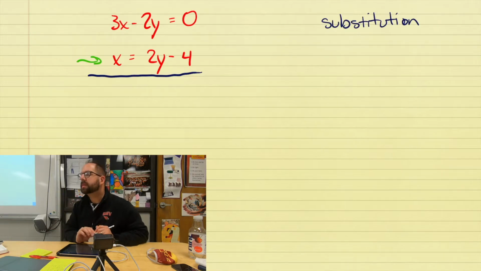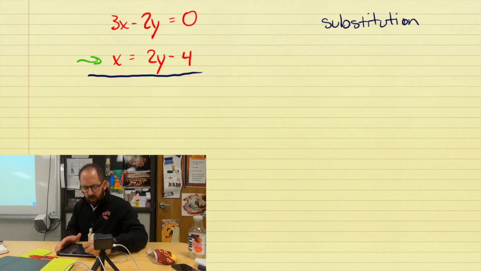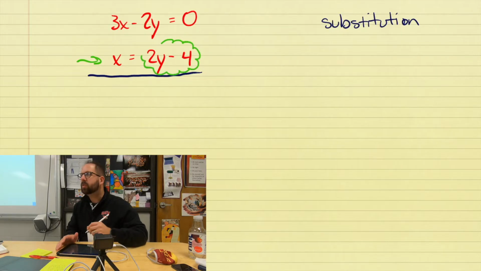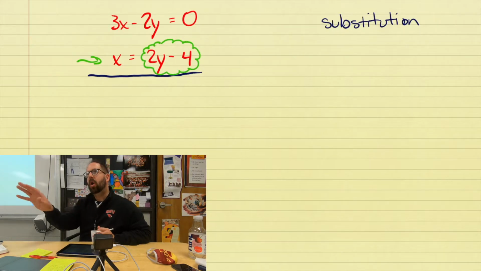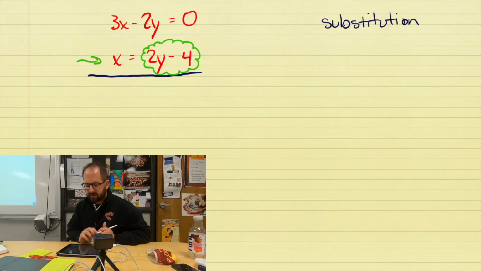That's when you should recognize it. If it's not in this format, you might need to rearrange it, and that might be maybe the third example I show you today, where we have to rearrange a little bit. But what this is saying is anytime you see an x, it is equal to 2y minus 4. You're going to replace all x's in a problem with a 2y minus 4.